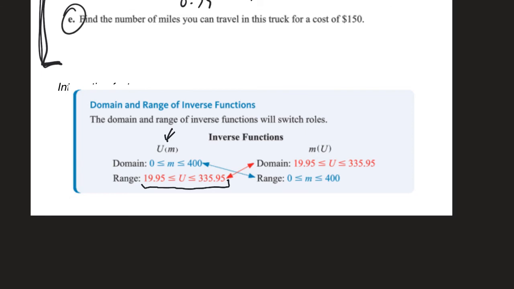If you were looking at the inverse function, you now would have a new domain because now the domain is represented by u and the range is represented by m. So notice that when you find the inverse, the range of my original becomes the domain of my inverse, and the domain of my original becomes the range of my inverse. It's almost like everything gets flip-flopped to an extent.